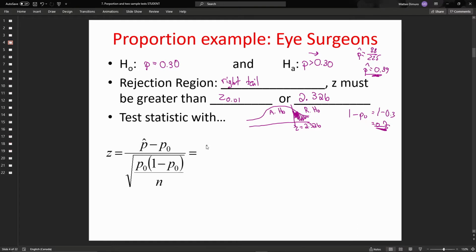So p hat was 0.39, PO was 0.3, divided by big square root sign. And so PO was 0.3. In the brackets, we got 0.7 divided by the n. Now, n was 225 from the question. Okay, pop that in your calculator, and I'll give you a moment here, but you could pause. So you get 2.95. And that's great. We're doing great. This is perfect.